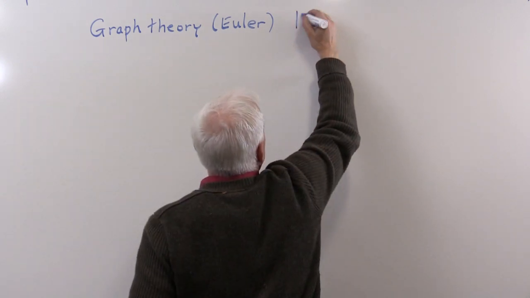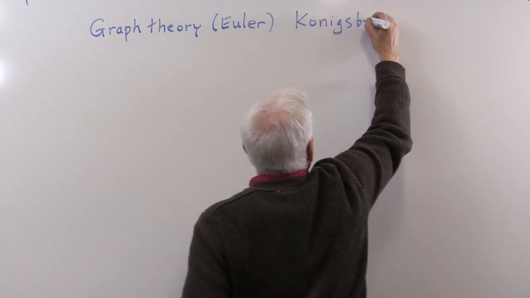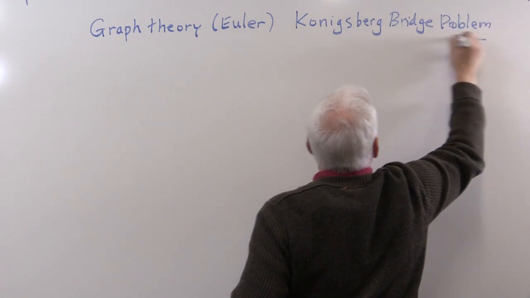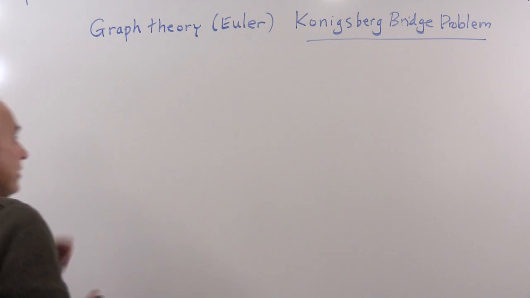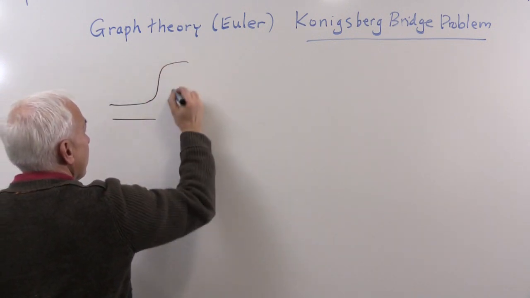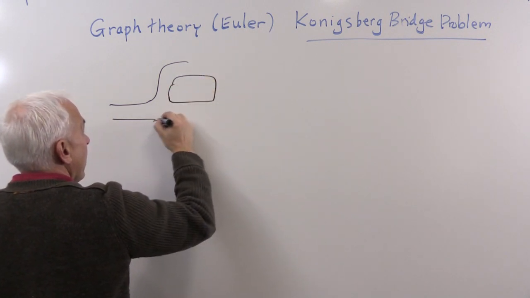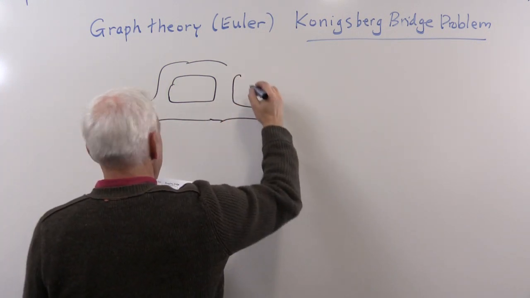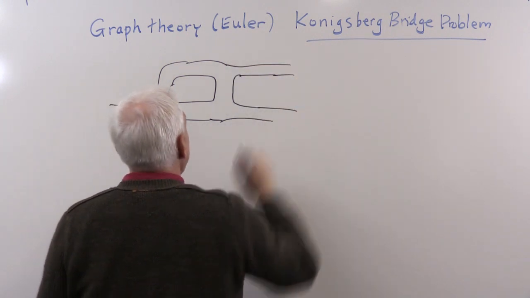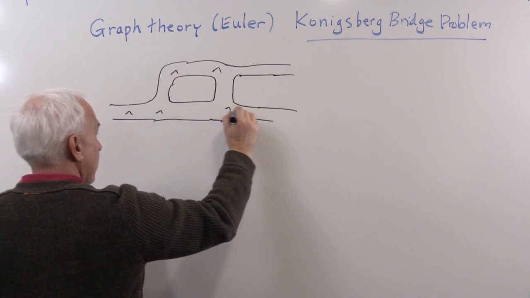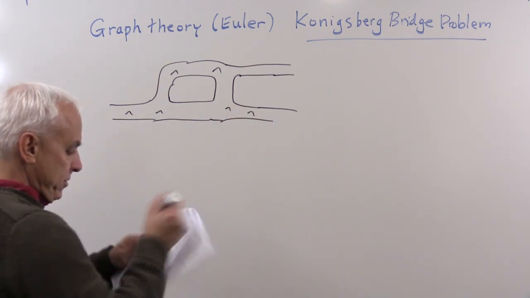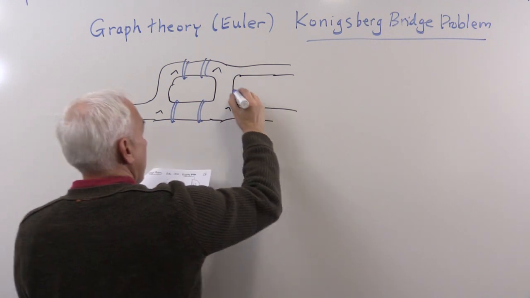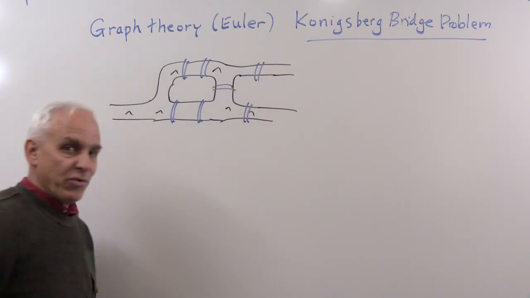So he was interested in a problem called the Königsberg bridge problem. And it concerns the geometry of a river that flows through the city of Königsberg. And the river does something like this. There's our river. And there are some bridges on this river. So there's a bridge here, here, here, here, here, and here. So there are 7 bridges altogether.